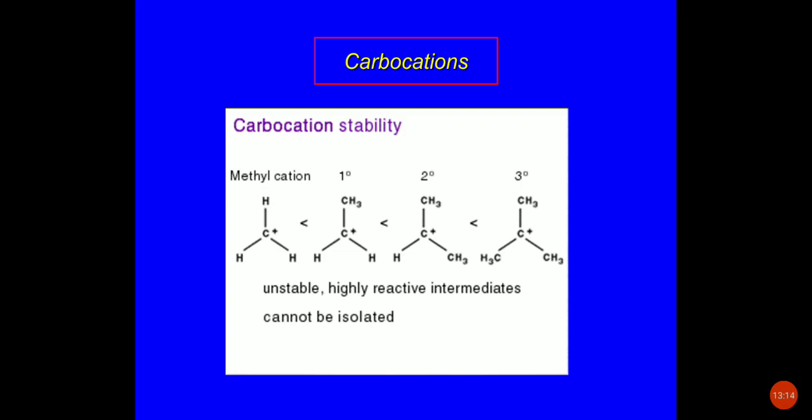If the number of structures increases, the stability also increases. So primary has the least number of structures, then secondary has more than primary, then tertiary has the most hyperconjugative structures. So the order of stability is primary less than secondary less than tertiary. So tertiary will be the highest.